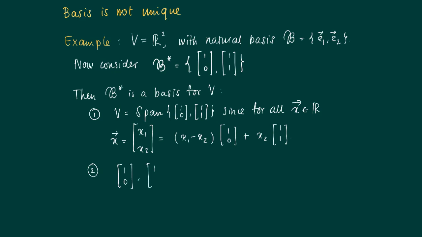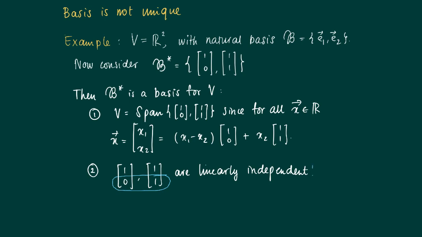Moreover, (1, 0) and (1, 1) are of course linearly independent. No vector is redundant. (1, 0) is not equal to the 0 vector, and (1, 1) is clearly not a multiple of the first vector, since the 1 in the second coordinate cannot be achieved by taking combinations of (1, 0) only. So here we have a new basis. So a basis is basically not unique.